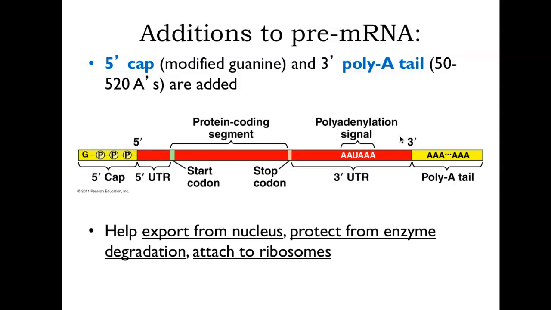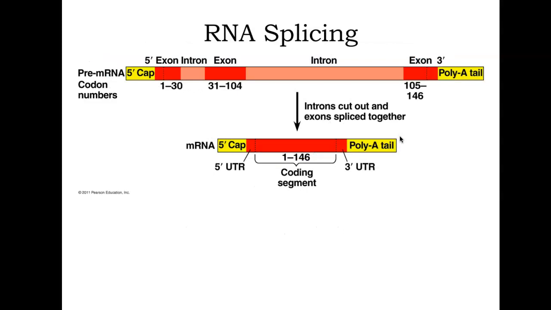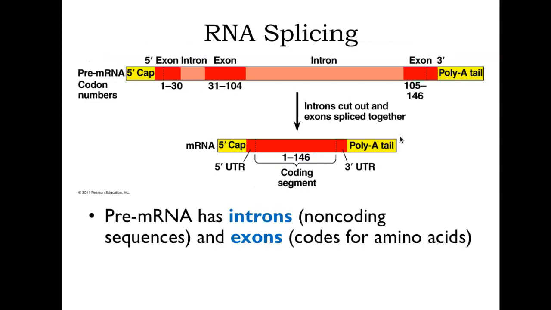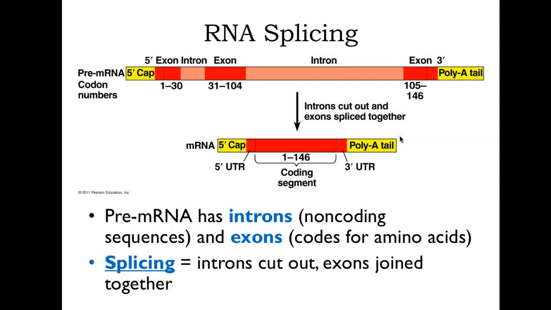So in eukaryotes, it adds a 5' cap and a poly A tail that helps export it from the nucleus and protects it, helps it attach to the ribosomes. It is also going to undergo RNA splicing. That means that introns and exons, introns are cut out, exons are joined together.